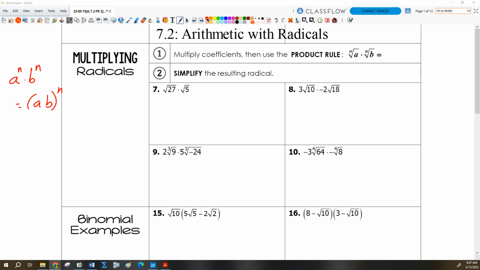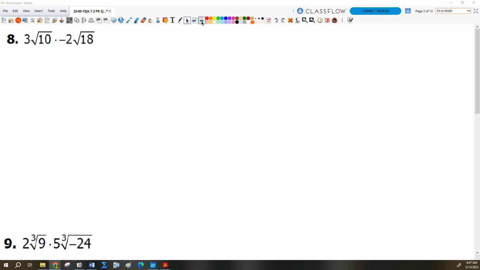What do you get? What do you think? Well, I bet you know the answer. How are you going to do that problem? Number 8. Okay, so yeah, we're multiplying. Look what we got here.